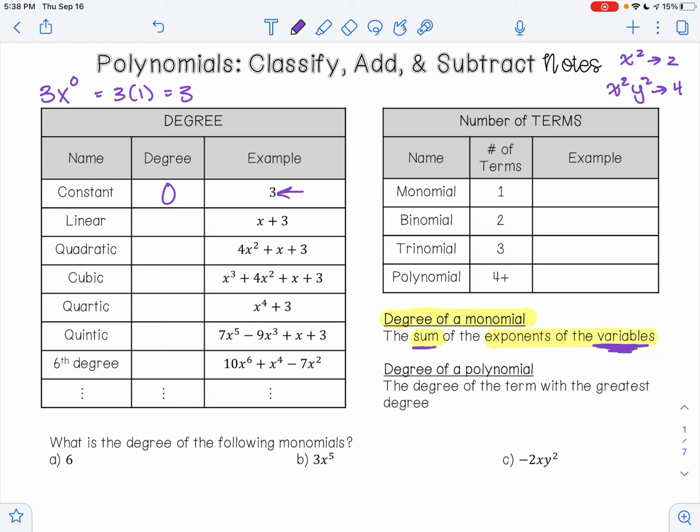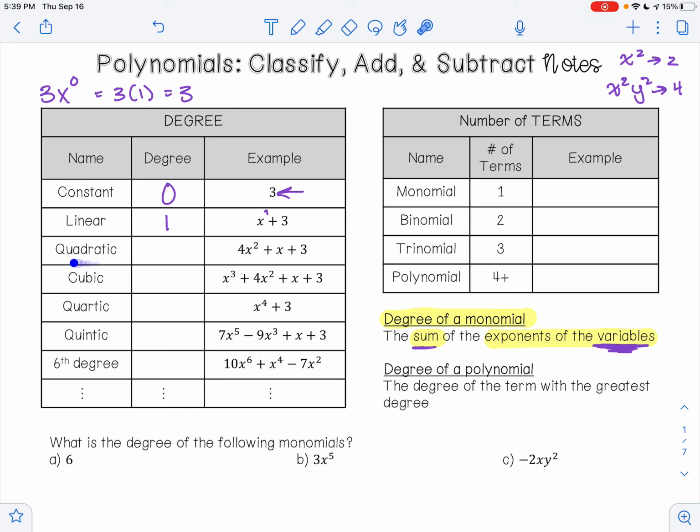If something is linear, then it has a degree of 1. If we look at this expression right here, we have x plus 3. Here, x has an invisible exponent of 1. Remember, if the variable is not there, then it's 0. But if the variable is there, then the highest degree is 1.